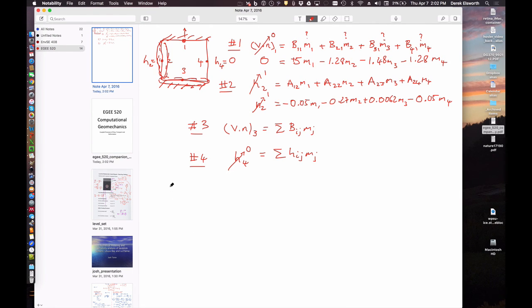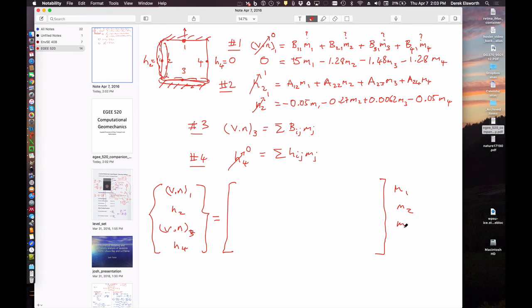So the matrix would be v dot n1, h2, v dot n3, and h4. It would be equal to a 4 by 4 matrix, which is the population of terms that we have here, times m1, m2, m3, and m4 that we don't know yet. And we'd be interested in putting into these relationships that we have above it on this page.